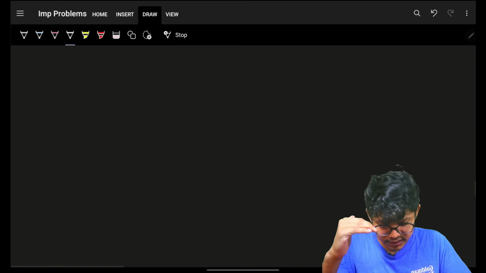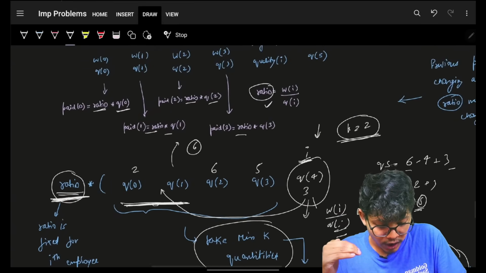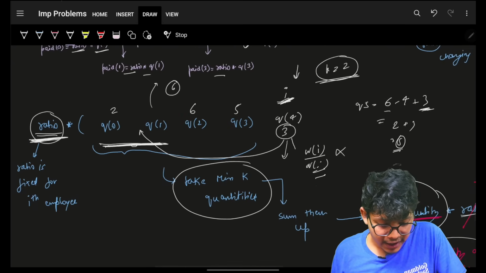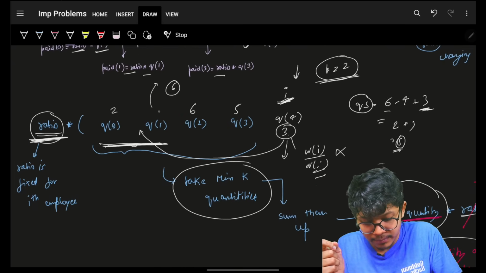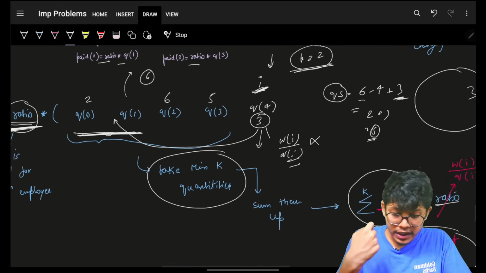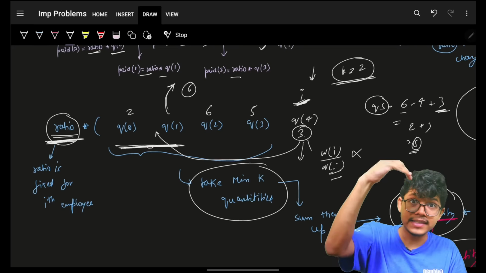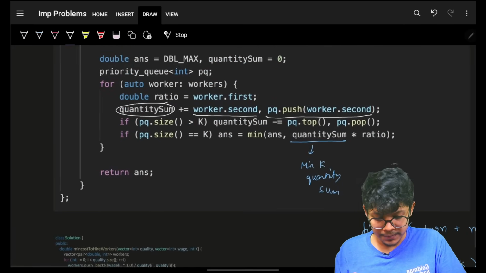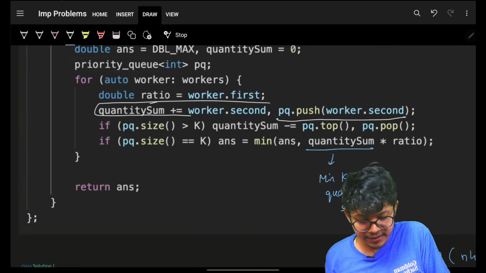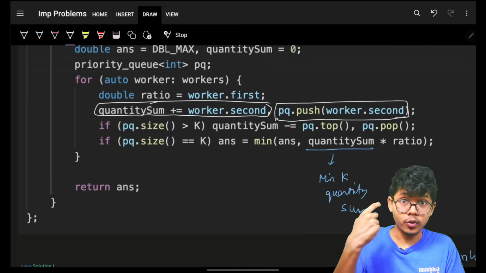If I land onto the ith worker, ith employee, I add this 3 in my quantity sum, and I add this 3 also in my priority queue. Now I have to make sure that if the priority queue size becomes more than k, I have to remove the maximum quality employee. So I simply push the current worker quality in my quality sum, and also push the current worker quality in my priority queue.